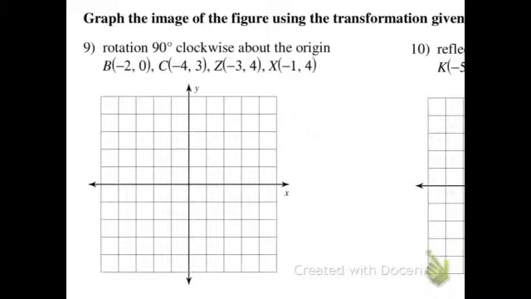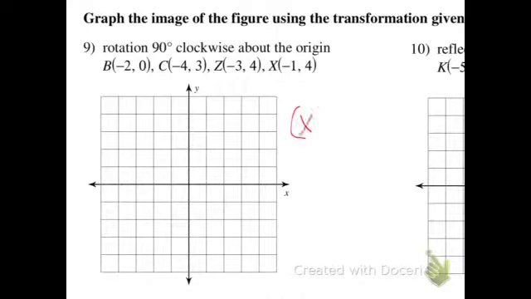Alright, moving on to 9. These ones are where your functions really come in handy, because on this you just have to graph the image. You don't even have to put these points down. You just have to put down where the transformed version is going to be. So if you remember your function for doing a 90 degrees clockwise rotation, it'll make this a lot easier.